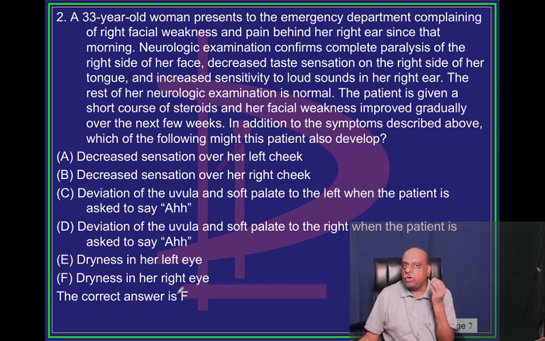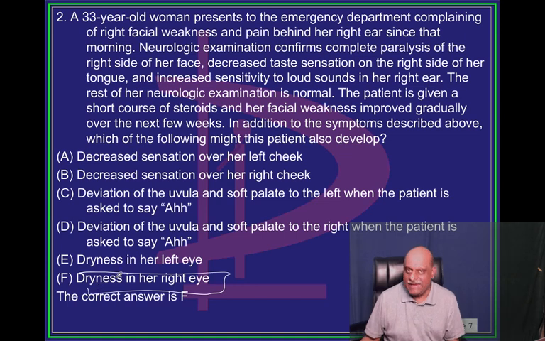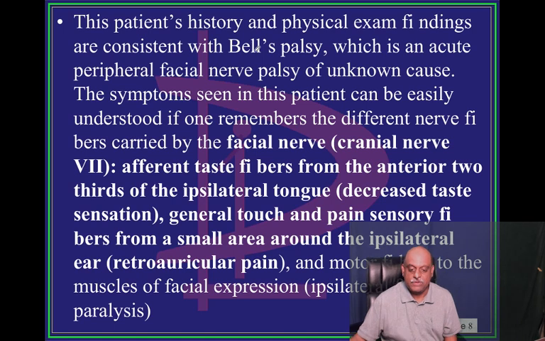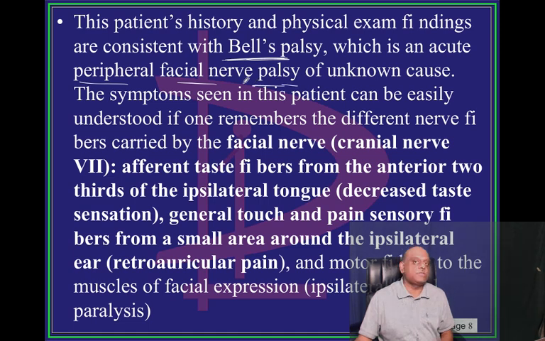So facial nerve also provides the secretomotor fibers to the lacrimal glands. That's the reason there is a development of dryness in her right eye, is what you have to appreciate. So what the patient is having is a Bell's palsy. Bell's palsy is a peripheral facial nerve palsy of unknown cause.